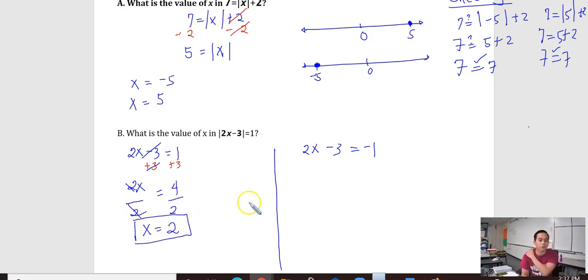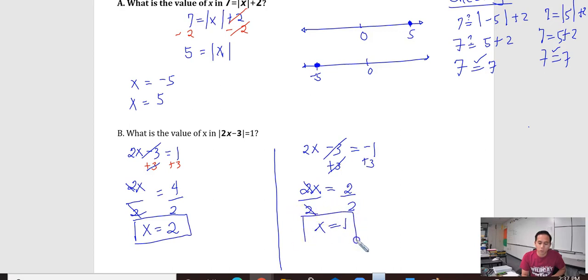Okay, so that's one of the solutions. And then here you add 3 to both sides. Of course, this will be canceled. So you have 2x is equal to 2, 3 minus 1 is 2. Then I'm going to divide both sides by 2, which will give me x is equal to 1. So what are the solutions on this absolute value? The solutions are x is equal to 2 and x is equal to 1.